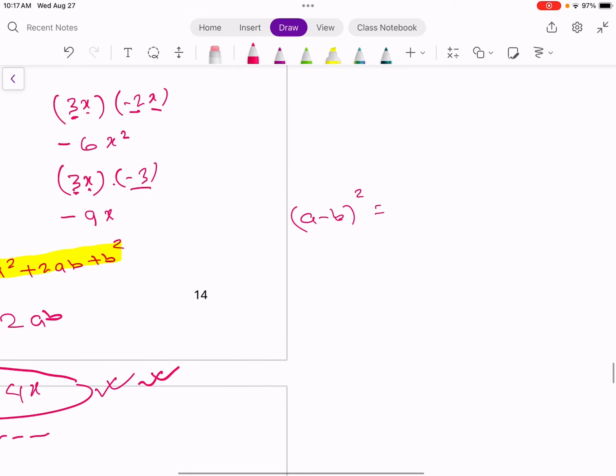Now, I want you to try a minus b square. Can you find a minus b times a minus b using the FOIL method? Find the product of a minus b and a minus b. So what will be a minus b times a minus b? Use the FOIL method, okay? At first multiply the first term, multiply the outside term, multiply the inside term, and multiply the last term.